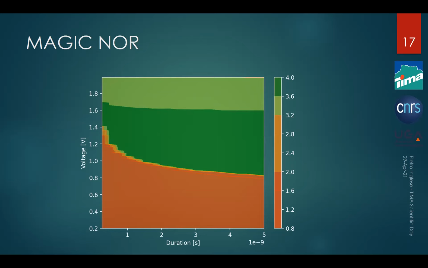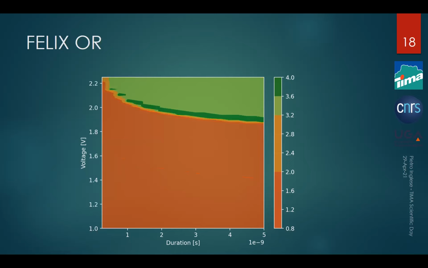So as you can see here, there is quite some space in terms of time and voltages to have the correct results, also in terms of feasibility from the physical point of view. But this is the FELIX OR, that is an extension of MAGIC. And as you can see here, the area is way smaller, meaning that there is a necessity of strong constraints on the input duration and the voltages, and therefore there will be the necessity of a higher precision to have the right result of the calculation and of the operation.